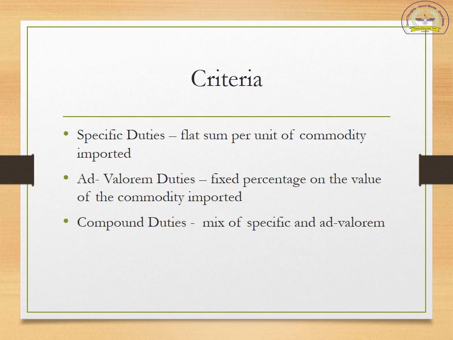Specific duty is a flat sum per physical unit of the commodity imported or exported, while ad valorem duties are levied as a fixed percentage of the value of the commodity imported or exported. Compound duties is subject to a mix of both specific duty as well as ad valorem duty.